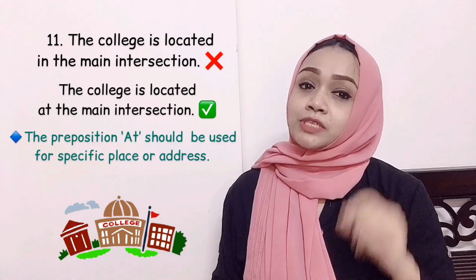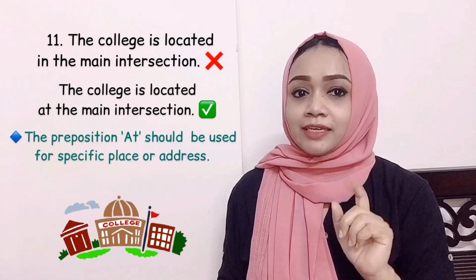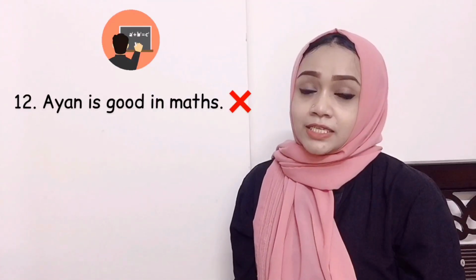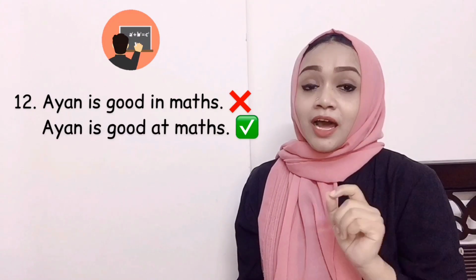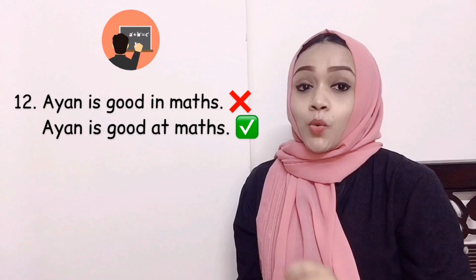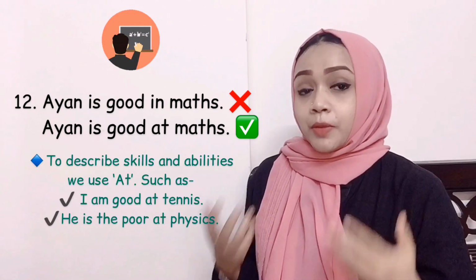If it talks about a specific place or address, you have to use the preposition at. No other prepositions can be used in its place. Another mistake is "Ayan is good in maths." Well, the correct one should be "Ayan is good at maths." When we describe his skills and abilities, we use the preposition at.